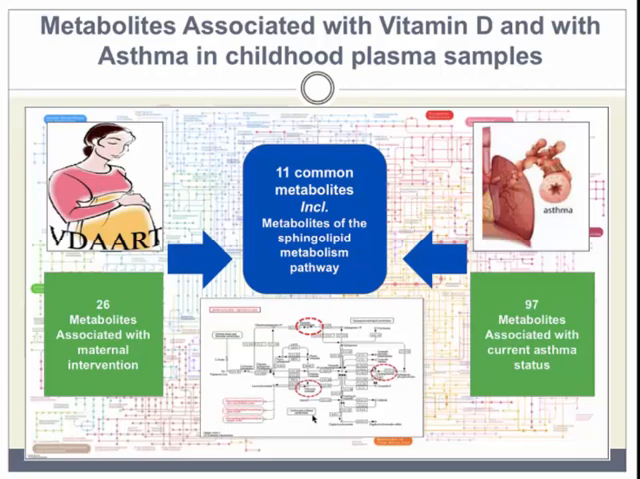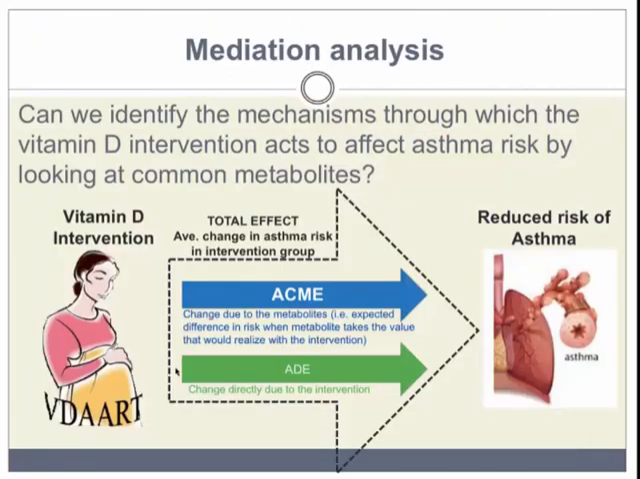But just know that we've now identified these 11 metabolites that are associated with both the intervention and the disease of interest. But if you really think about it, that's not even what we want to get at. What we want to get at is, can we identify metabolites that vitamin D is operating through to cause asthma, right? We want to identify metabolites in the causal pathway to asthma. So how do we do this? We do this with a technique called mediation analysis.